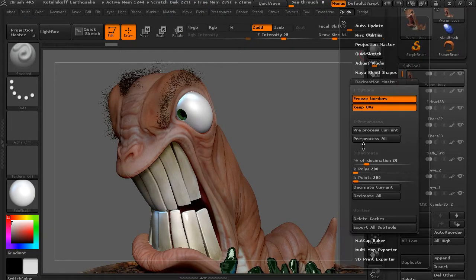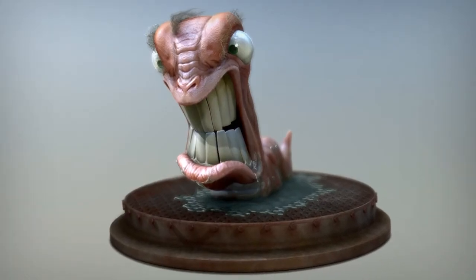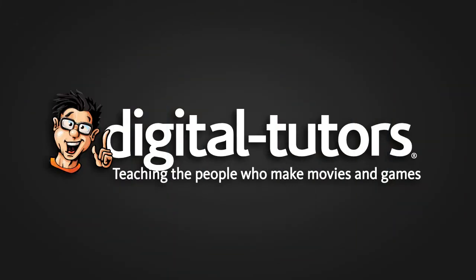Now, ZBrush is an extremely robust application, so we'll only be able to skim the surface of many of its tools in our time together. You can, however, find more in-depth tutorials on many of these topics on the site. So with that, let's go ahead and get started by talking about the ZBrush interface.